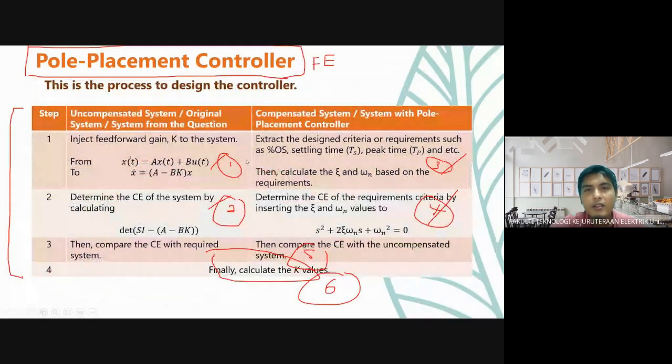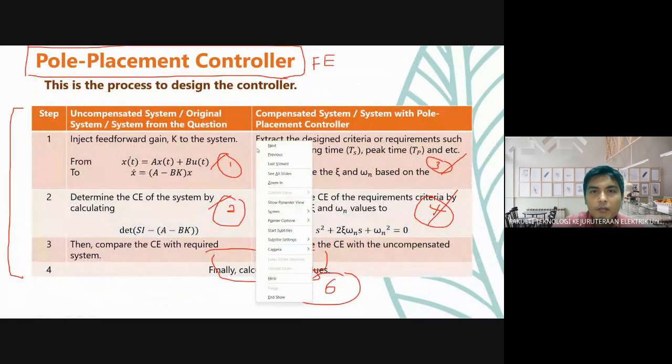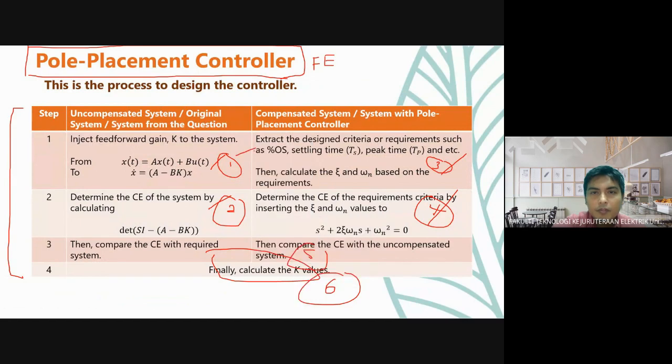Okay, easy. So you already completed the first, second, third steps here. So now we go to the fourth step. Step number 4. You have the damping ratio and omega n value. You just need to substitute into this equation formula. So we just proceed.